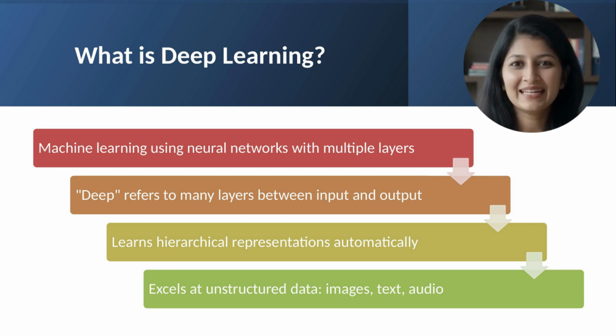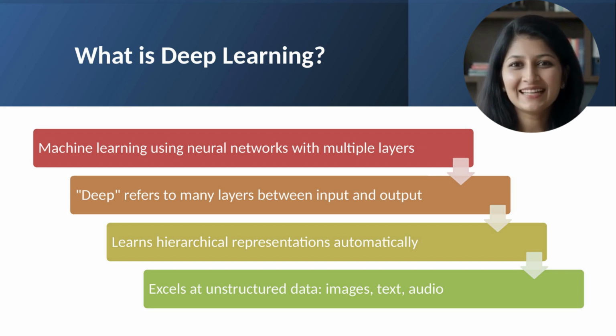Why did deep learning explode in the 2010s after neural networks existed since the 1980s? Three factors converged. First, we got massive data sets. ImageNet provided millions of labeled images. The internet provided billions of text examples. Second, we got powerful GPUs that could train models thousands of times faster. Third, we discovered better algorithms, improved activation functions, better optimizers, techniques to prevent problems like vanishing gradients.